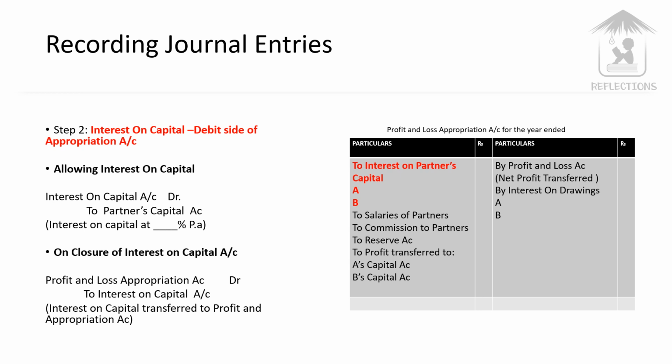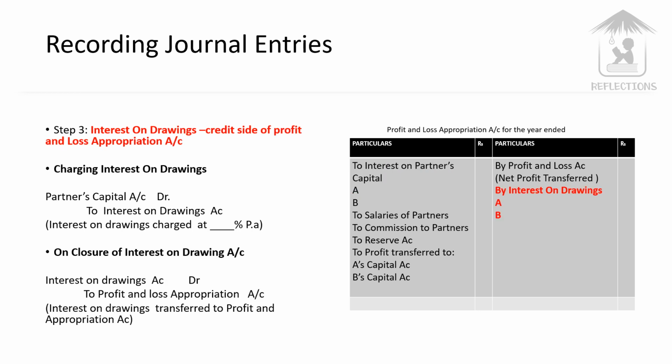So interest on capital is payable by the firm from the profit. So it's an appropriation, which is recorded in the debit side of the profit and loss account. So the double entry on allowing interest on capital to partners will be that it's supposed to be credited to the partners capital account. On closure of interest on capital, profit and loss appropriation account debit to interest on capital.